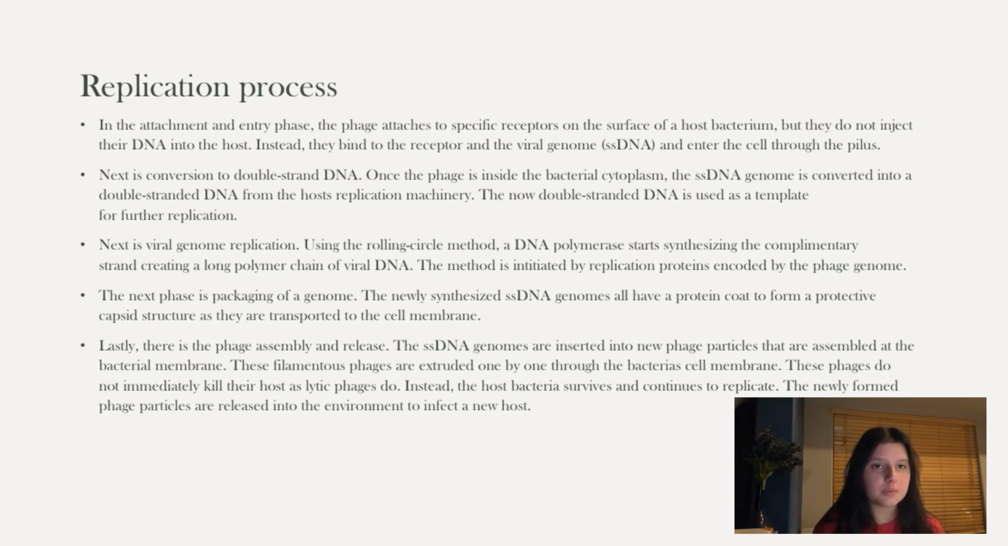Next is the viral genome replication. Using the rolling circle method, a DNA polymerase starts synthesizing the complementary strand by creating a long polymer chain of viral DNA. The method is initiated by replication proteins encoded by the phage genome. The next phase is packaging of the genome.